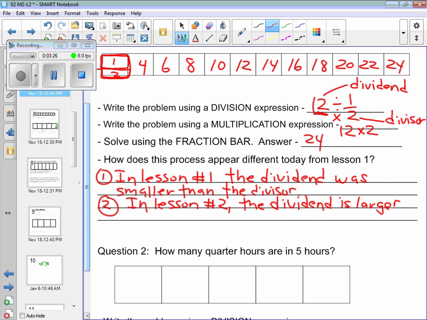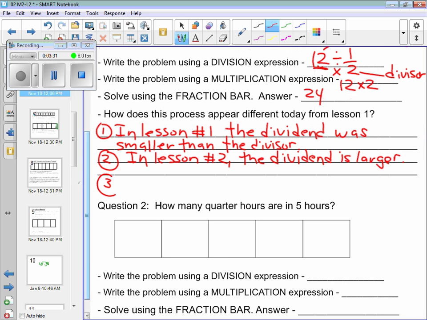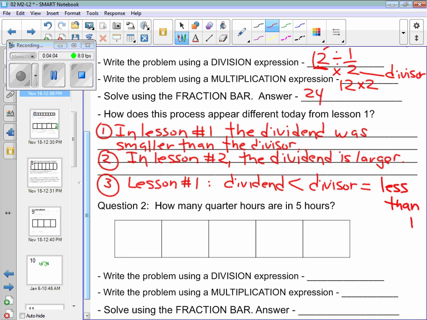Now, why this comes into play and why this is important is we learn, comparing lesson 1 and lesson 2, going back to lesson 1. In lesson 1, because the dividend was smaller, less than the divisor, that created an answer that was less than 1. So you're going to get an answer that's a fractional value less than 1.